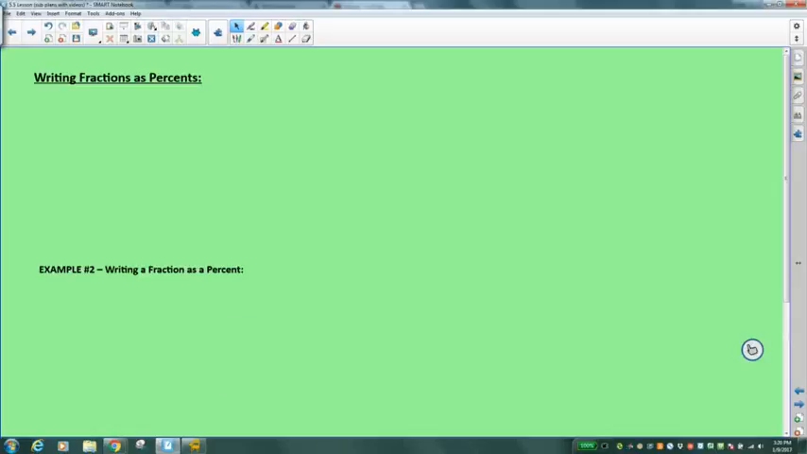All right, the next thing we're going to do is write fractions as percents. So we're kind of undoing what we just did where we wrote the percentage as a fraction. There are actually two ways that you can do this. There's more, but these are the two main ways that you can choose.